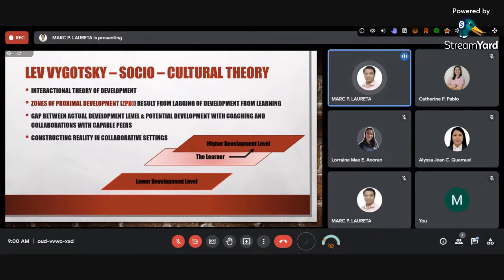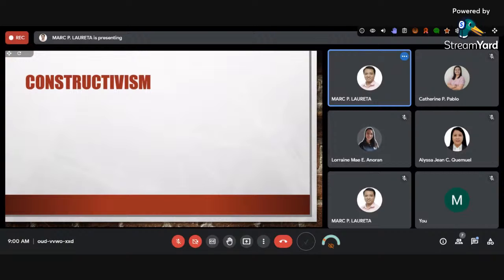Then we have constructing reality in collaborative settings, still under constructivism. By allowing peers and other resources within the environment, it helps learners bridge the gap, according to the previous slide on the ZPD. Therefore, this creates a constructivist learning environment.